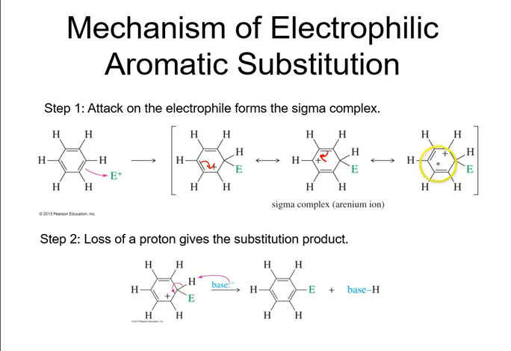Even though you're breaking up the aromatic part of the ring, you're still forming a resonance compound. But notice from last chapter, this compound's not aromatic. You have an sp3 carbon, but it's stabilized through the resonance. And then the second step is you have some base come in, pluck off the hydrogen, and reform that pi bond. So it reforms the aromatic part.